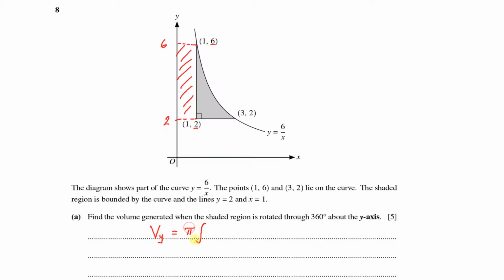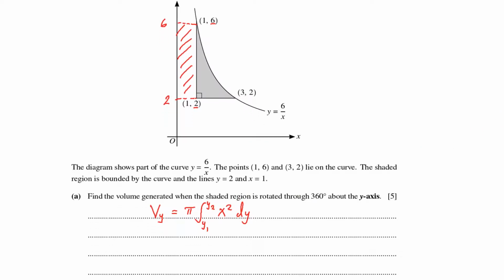Now, to find the volume of revolution when a shape is rotated about the y-axis, we say it's pi times the integral from the lower y limit to the upper y limit of x squared dy. So for this shaded region, we're saying that to find V, we say volume generated by the curve about the y-axis minus volume generated by the line here, which in this case is the line x is equal to 1, since the x-coordinate is 1 here. So this is how we get the volume required.